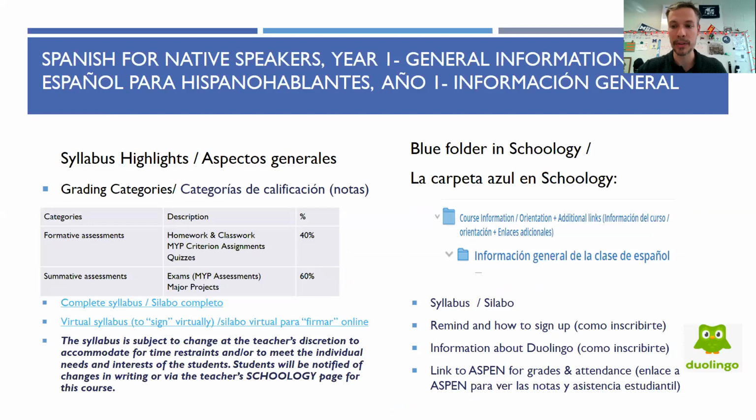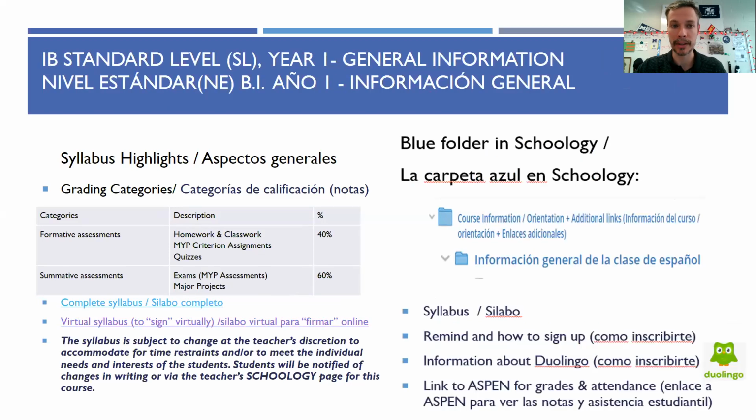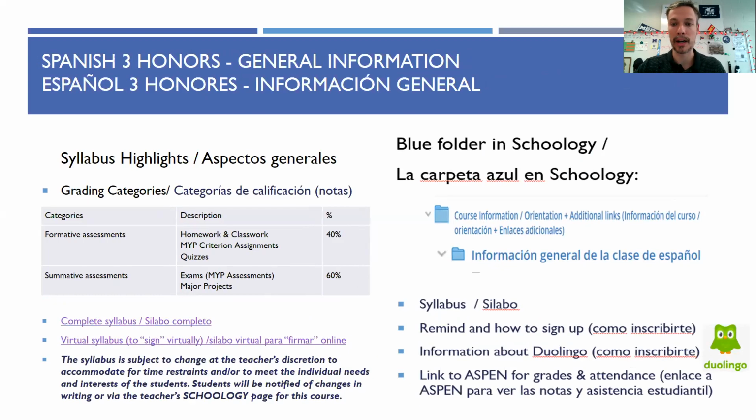So this is general information for my native speaker class. And you'll notice in the next 3 slides that the information is very similar, if not the same, for IB Standard Level SL Year 1, and also for Spanish 3 Honors. So I'm going to go over just what's on one of these pages because it's essentially the same. So some general aspects of the syllabus. We have on the left side grading categories, categorías de calificación o notas.